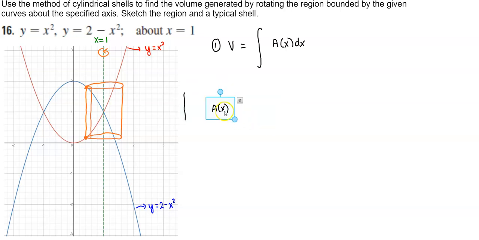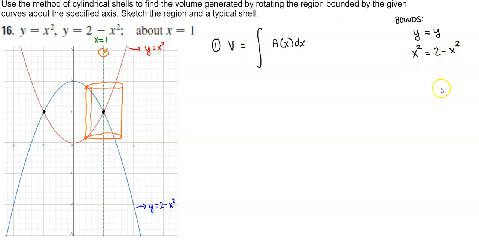Okay, so now we want to find the bounds of this integration. The bounds are going to be where they intersect, which is here and here, right? So we can take a look at the points on the graph, or we can solve to find out what those points are. So if we want to find those bounds, we set y equals y, and we know that one function of y is x squared, and the other one is 2 minus x squared.